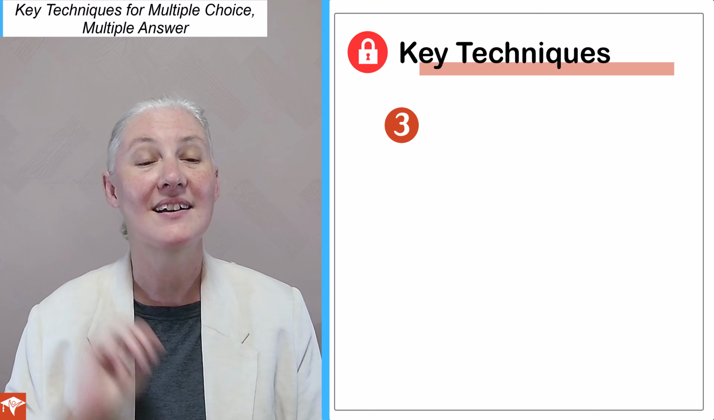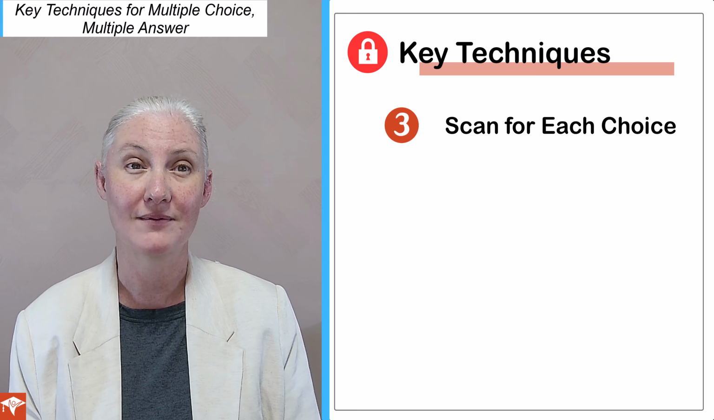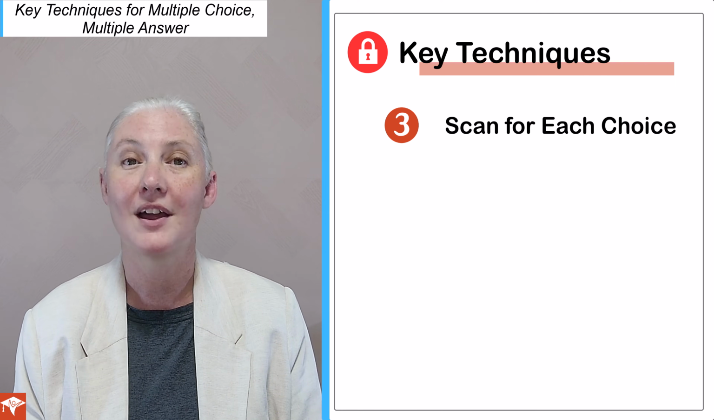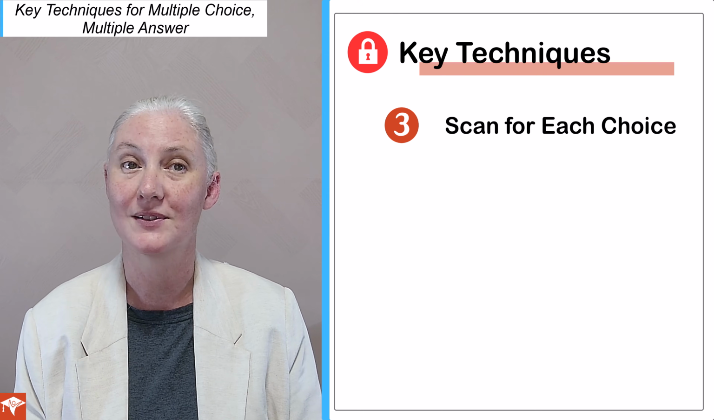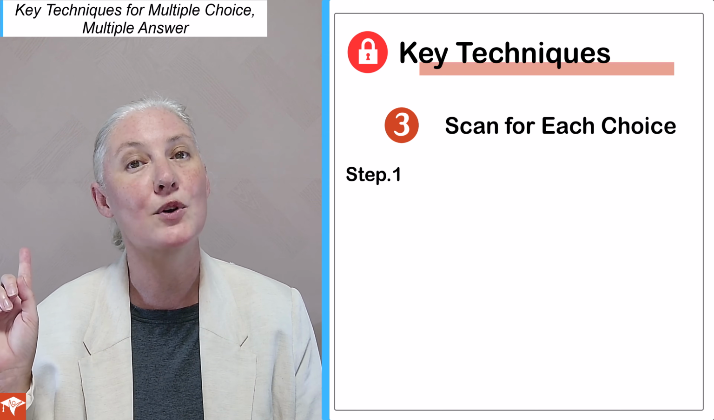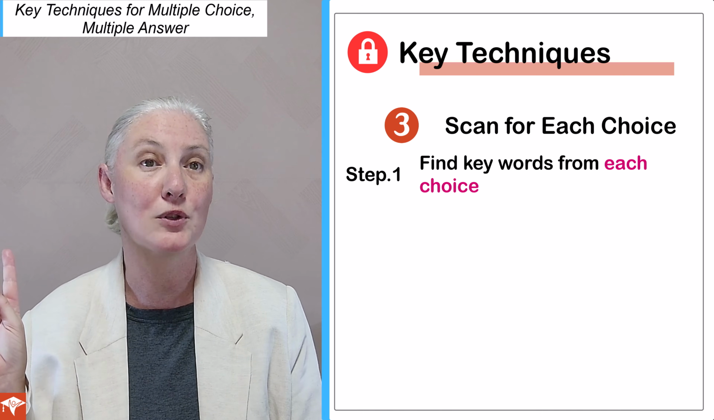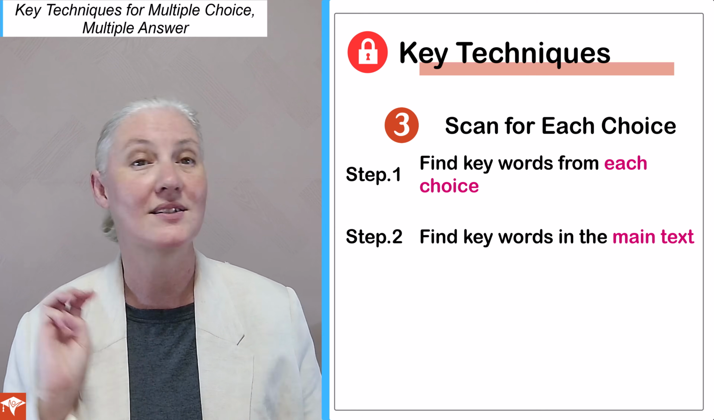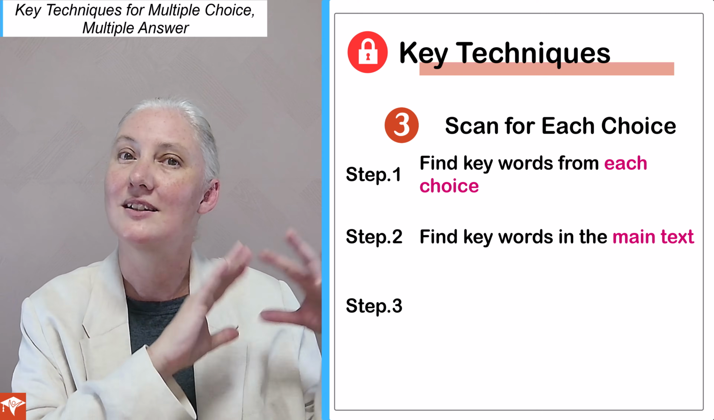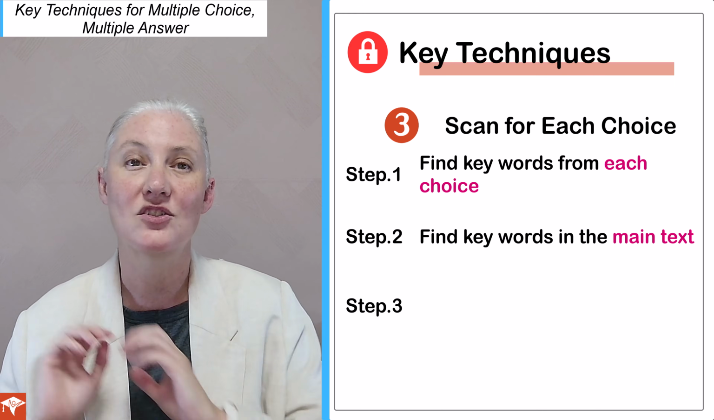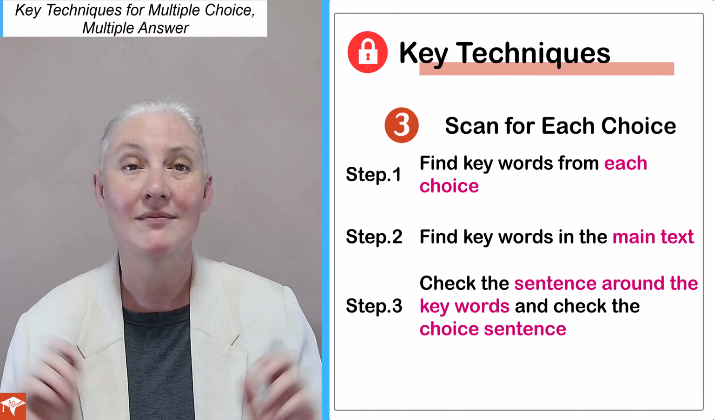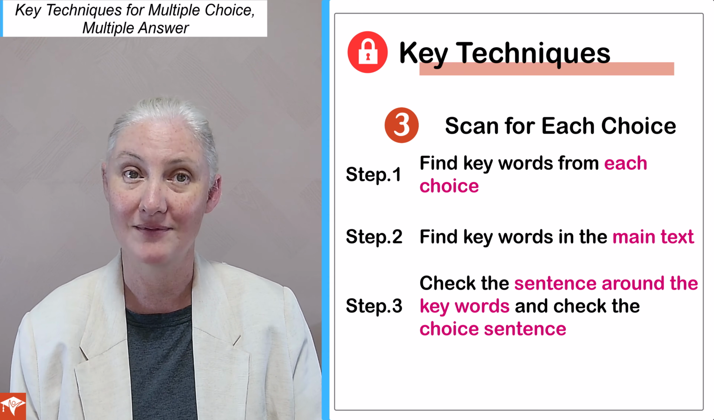Point 3, scan for each choice. Now, you'll go to each choice one by one and follow a 3-step process. Step 1, find keywords from each choice. Step 2, find the keywords in the main text. Step 3, check the sentence around the keywords and check the choice sentence. Do they match or not? If they match, it's correct.